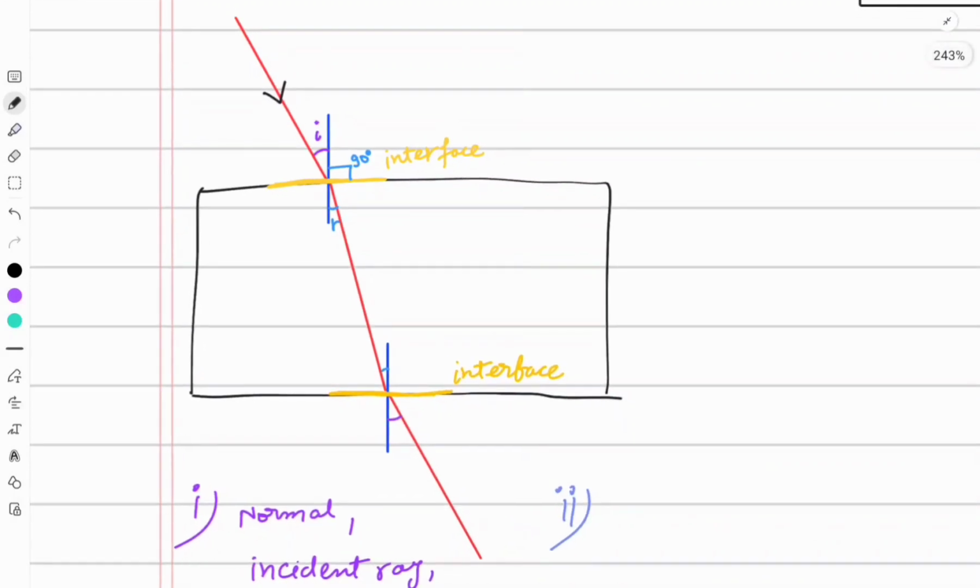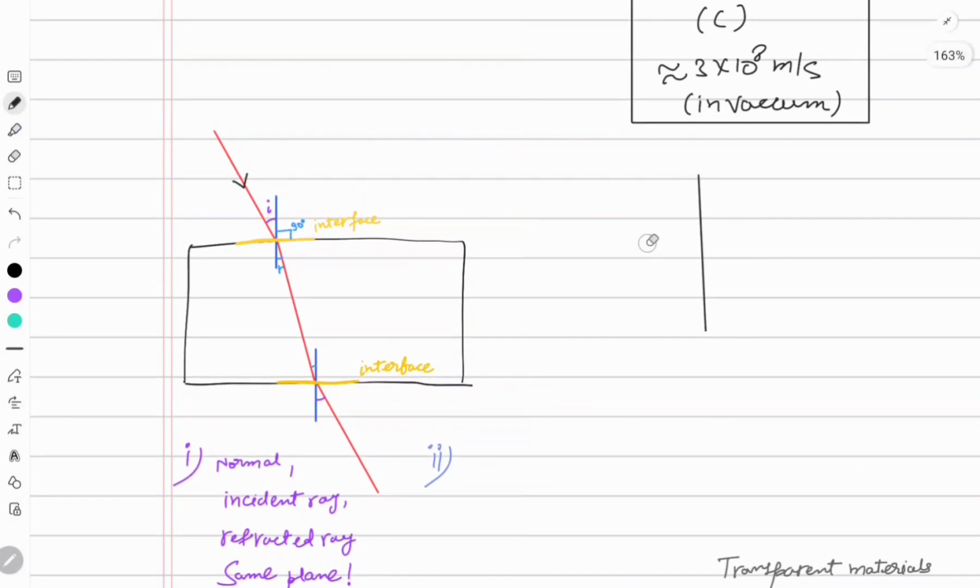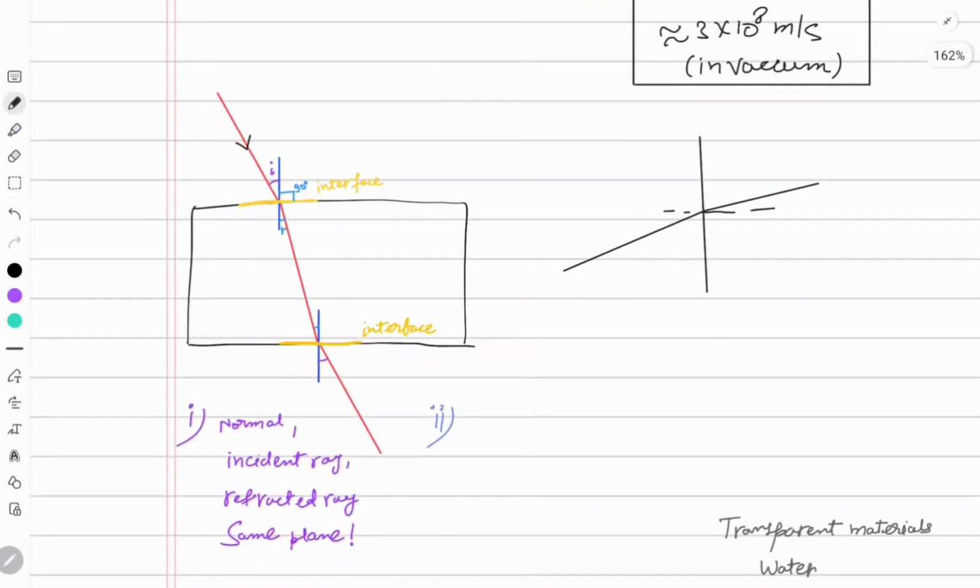Now, to formulate what's happening here, we have to see to what extent the light is bending. So let's say this is the surface, this is the interface. Now, if I take a light ray and hit it with it, how much will it bend? That's the question that we are asking.